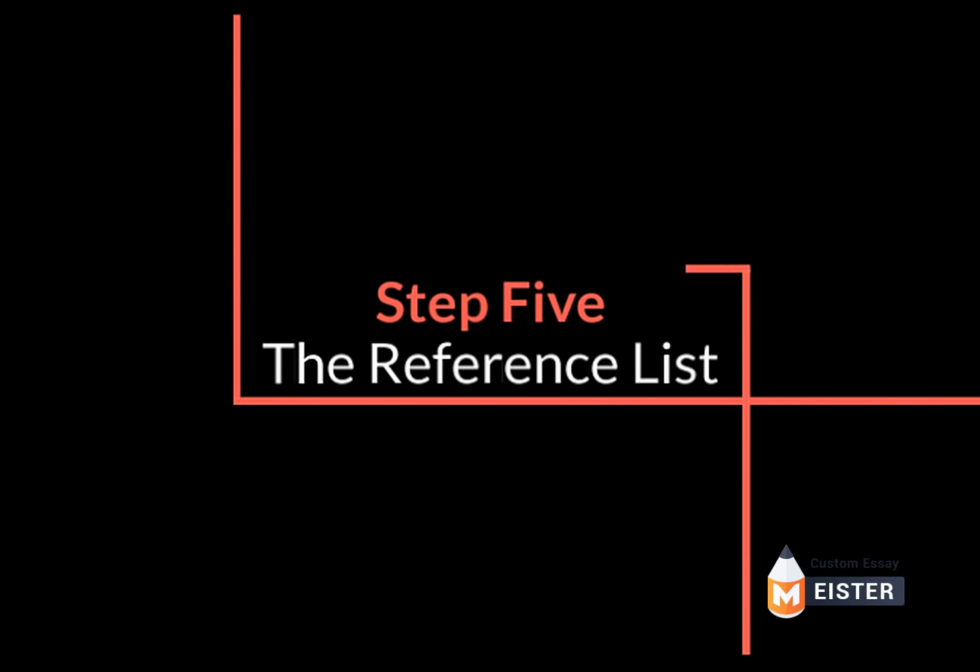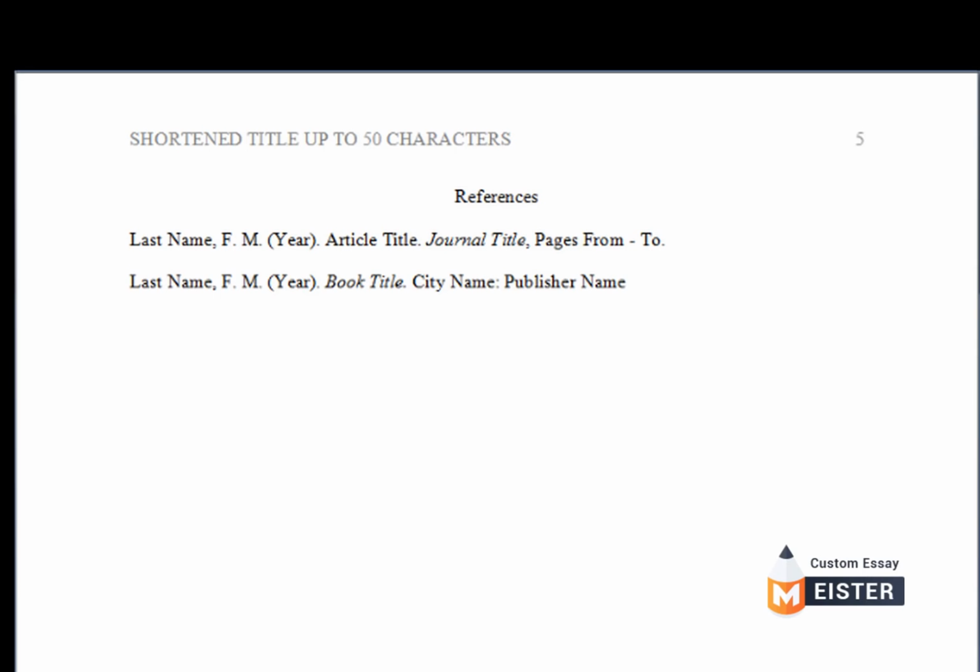Step 5. The reference list. Start the reference list on a new page, center the title references, and alphabetize the entries. Do not underline or place the title in italics. Double space all entries. Every source mentioned in the paper should have an entry.